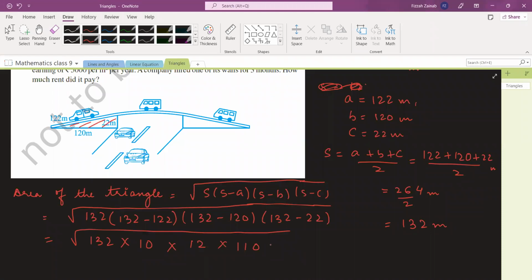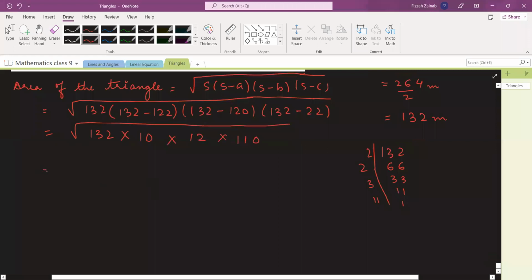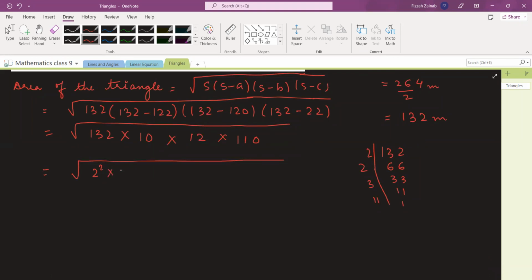Yes, ma'am. Okay. Now you have to take the square root. So if you factorize 132, what do you get? 2 into 6 is 12, so 2 into 6, then 2 into 3, and then 3 into 1, and 11 into 1. This is what I'm getting, right? So anyway, write it like this: 2 square into 3 into 11, I'm getting here, correct?